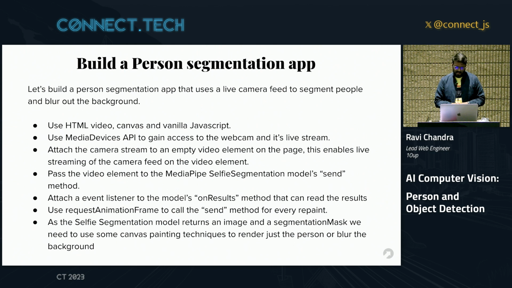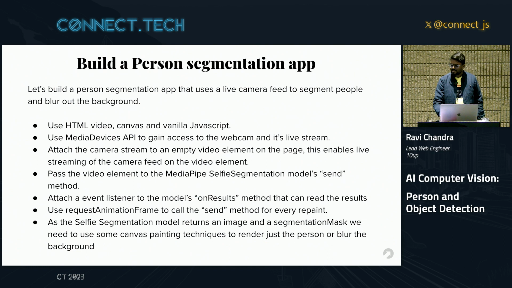We'll again use HTML video, Canvas, JavaScript, and the Media Devices API. Most of the camera setup we have done in the previous demo, and we are going to reuse that. But instead of using the Coco models as in the past, we would use MediaPipe selfie segmentation, and we send the image to the send method, and we attach an event listener to the onResults method. We again use requestAnimationFrame to call the send method, so that on every repaint we send the video stream to the model.